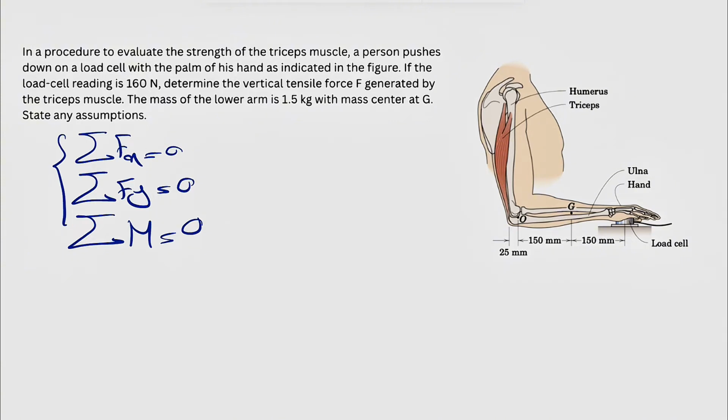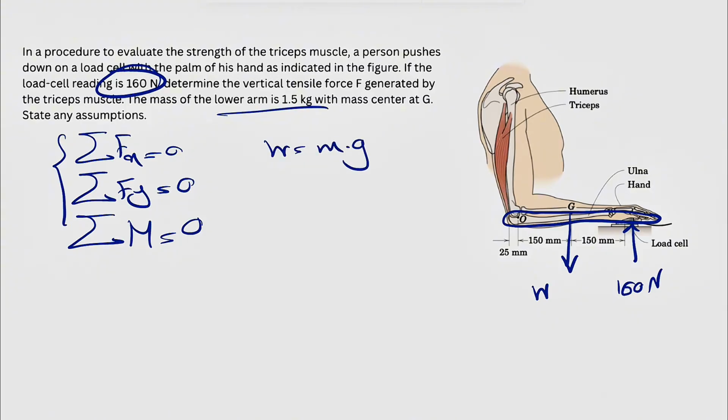So as always, we're going to start with the free body diagram of this part. We have a force that is applied from the load cell. That's going to be in this direction, and we know that's 160 newtons. It's a given in the question. We're going to have the weight of the lower arm, which is 1.5 kilograms, and we know weight is mass times acceleration of gravity, and we know our g is 9.81 meters per square second. If we just multiply the mass in kilograms by g, so 1.5 times 9.81, that's going to give us the force in newtons. So that would be our weight.